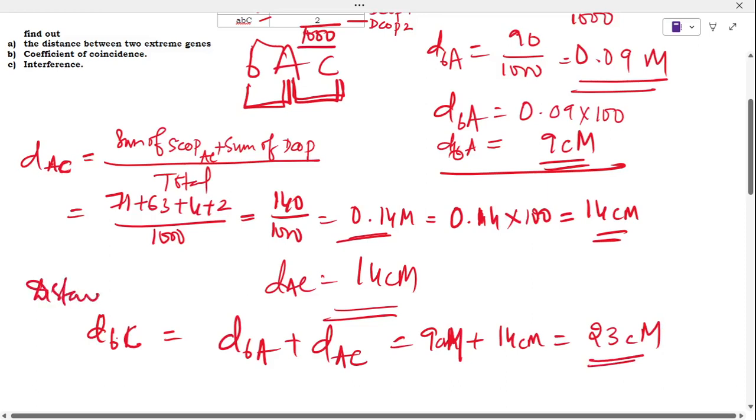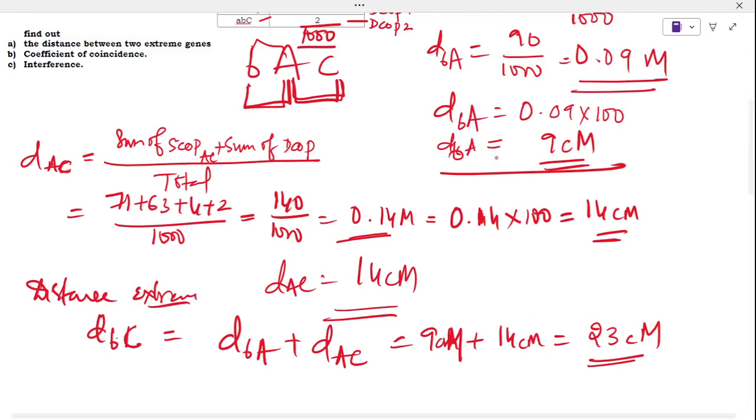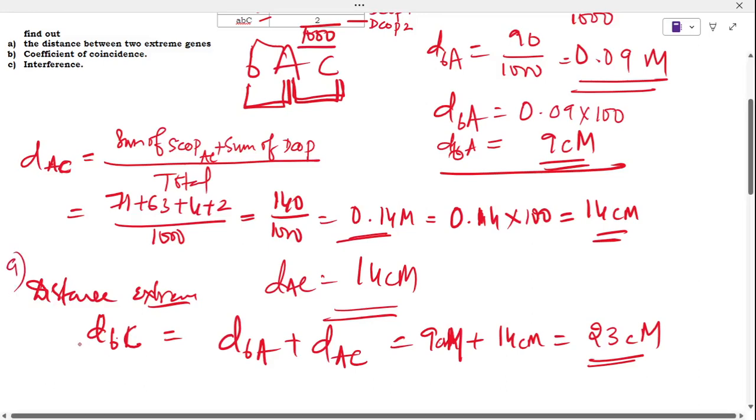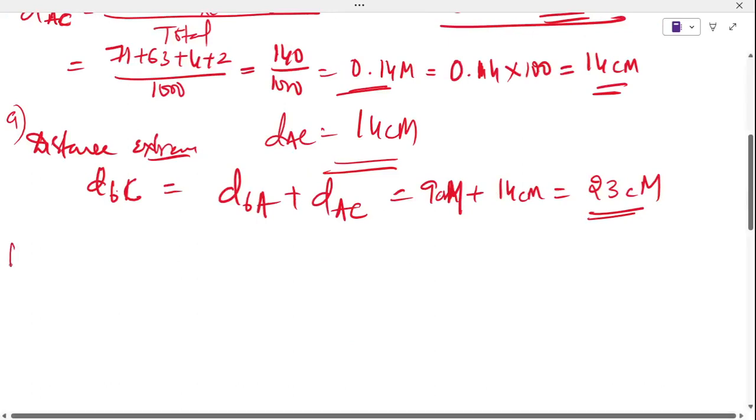The first question's answer is the distance between the extreme genes, which is the distance between small b and capital C. That is equal to the combination of small b capital A plus capital A capital C. We already calculated those distances, and if you sum them up in centimorgan, the distance will be calculated. The first part, question A, is over. Next we move on to question B, what is called the coefficient of coincidence.